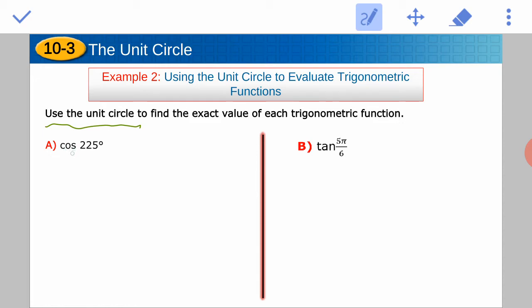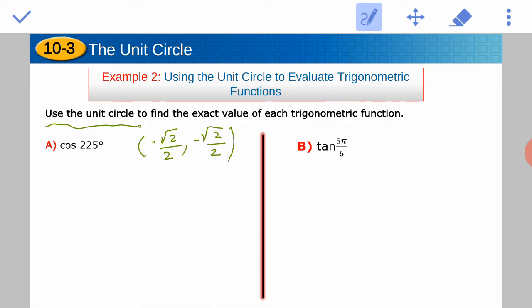Guys, my job is to find cosine 225. So if you just hold the calculator and find cosine 225 and write down the answer, you will get nothing because you're not satisfying the question requirements. The question requirements, guys, say use the unit circle, and the corresponding point of the angle 225, it's a special angle. The corresponding point of this angle is the point negative square root of 2 over 2 and negative square root of 2 over 2.